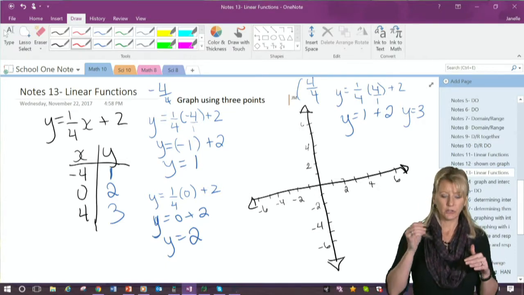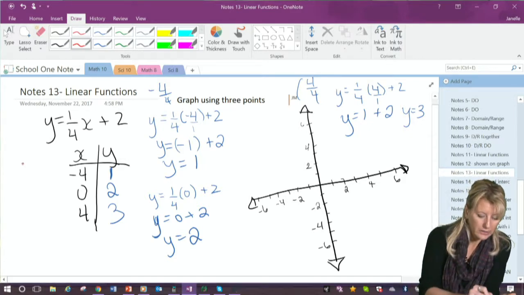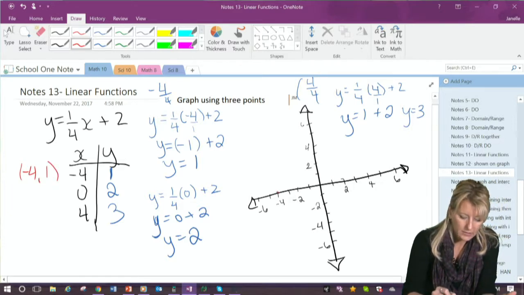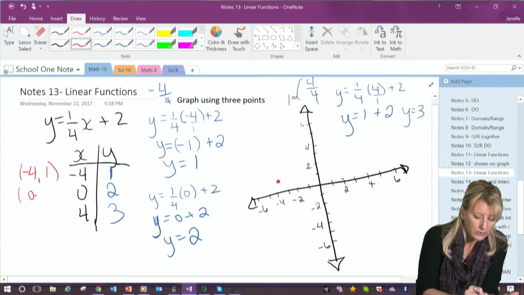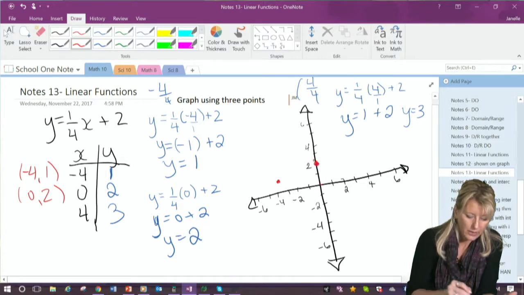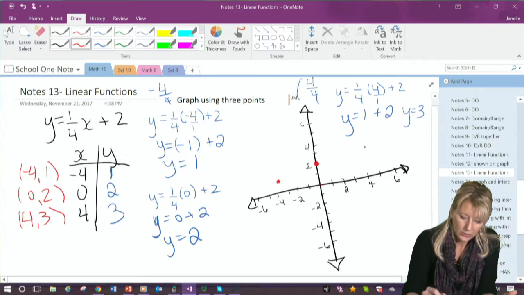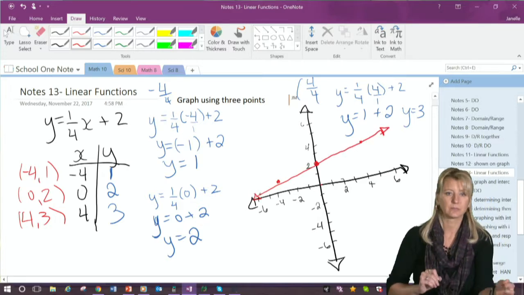So now what we need to do is now plot them onto the graph. So this is a coordinate, so this means -4 and 1. So I'm going to go to -4 on the x and go to 1. I'm going to put a dot there. This one is 0 and 2. I say 0, which means I don't move left or right, but I go up to the 2 spot, put a dot there, and this is 4 and 3. I go 4 on the x and go to 3 on the y, and then I draw my line and I put arrows at the end, like so.